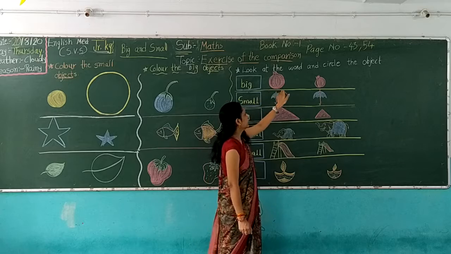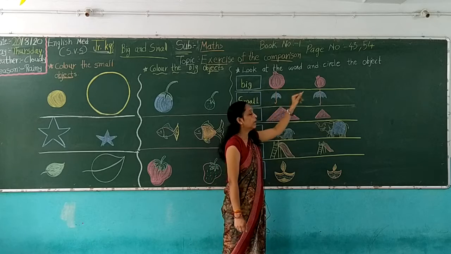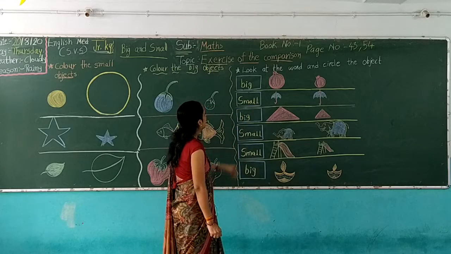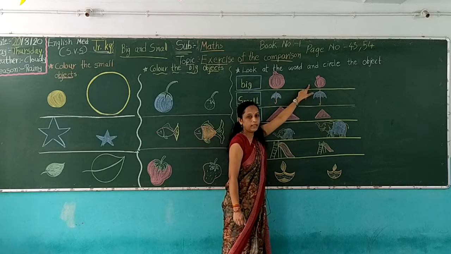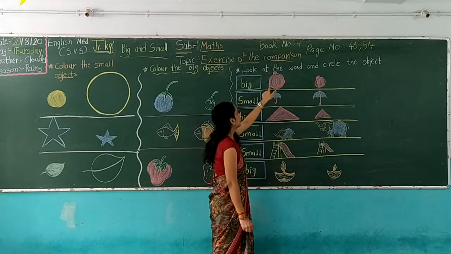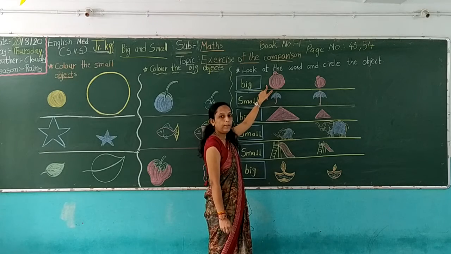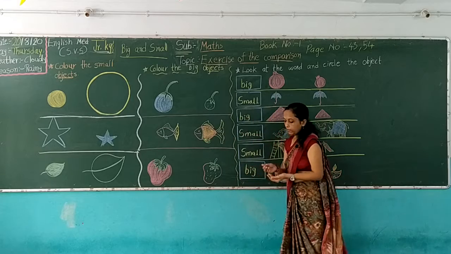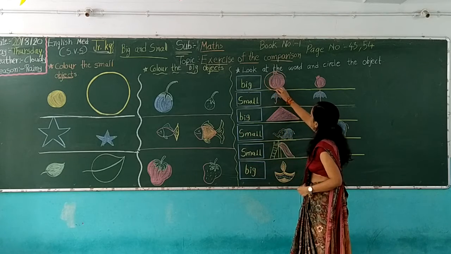Here I drew two objects. What is this? These are pomegranates. One is big and the other one is small. So circle the big object. Which pomegranate is big? This? No. This? Yes. This pomegranate is big. So circle only the big pomegranate.